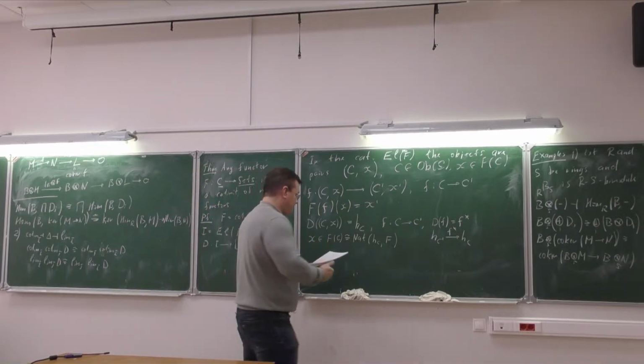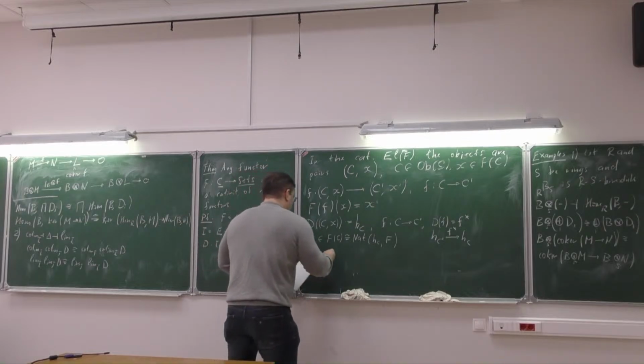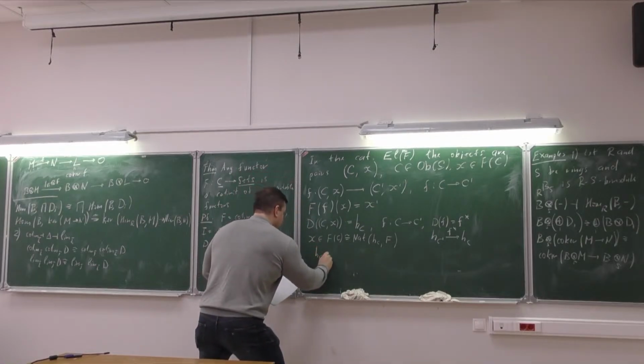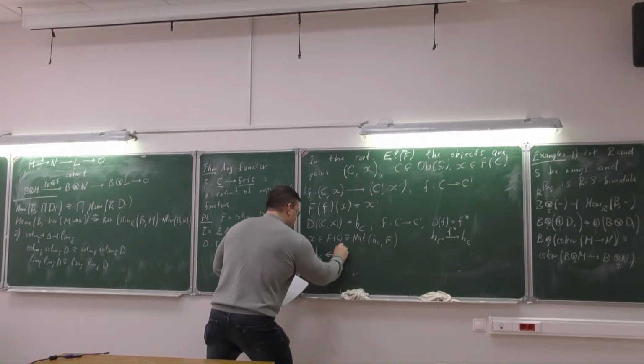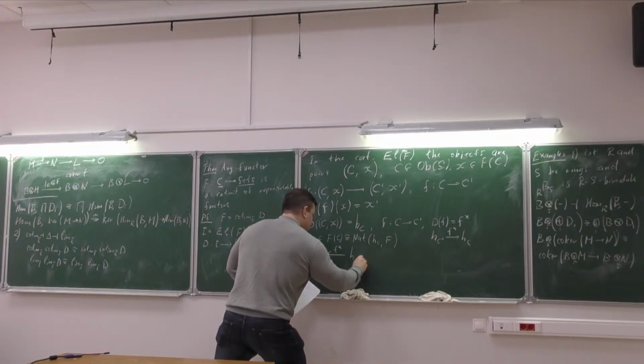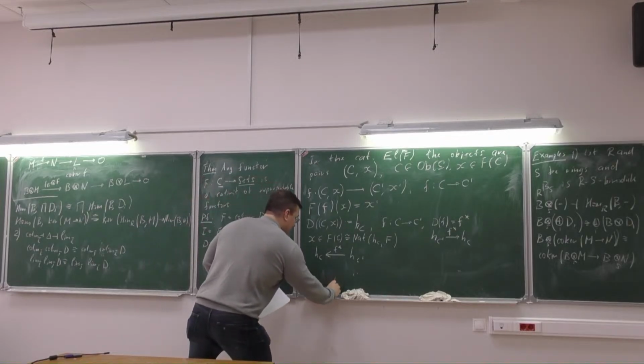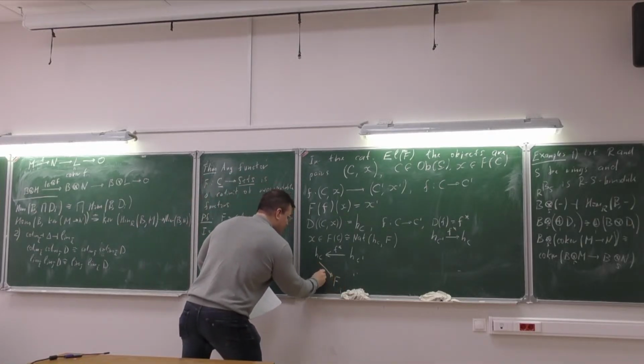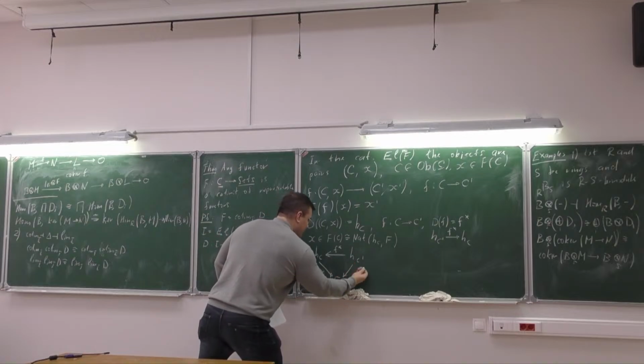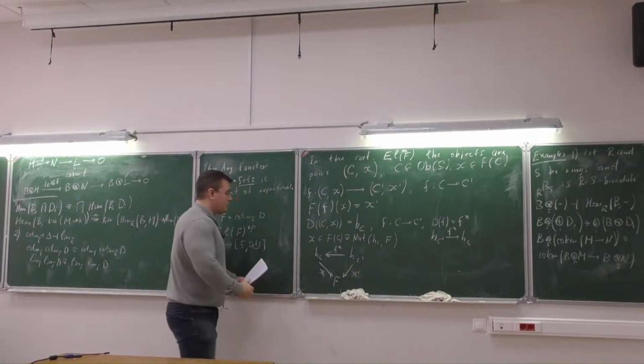So I have the following triangle, so h sub C, F upper star h sub C prime, so this is just a map, and there is F somewhere, and there are corresponding maps, which are natural transformations.